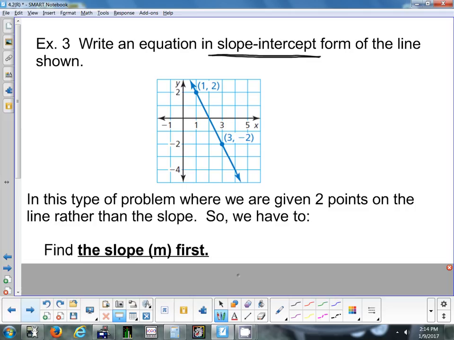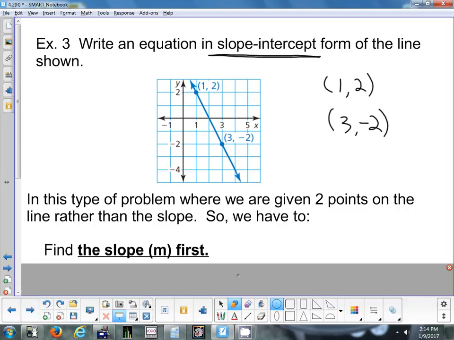Okay, so remember that step where I wrote in the notes, plug in m, and I said you might have to find m? This is a problem where you have to find m. What are the 2 coordinates they gave me? They gave me the coordinate 1, 2, and what else? 3, -2.